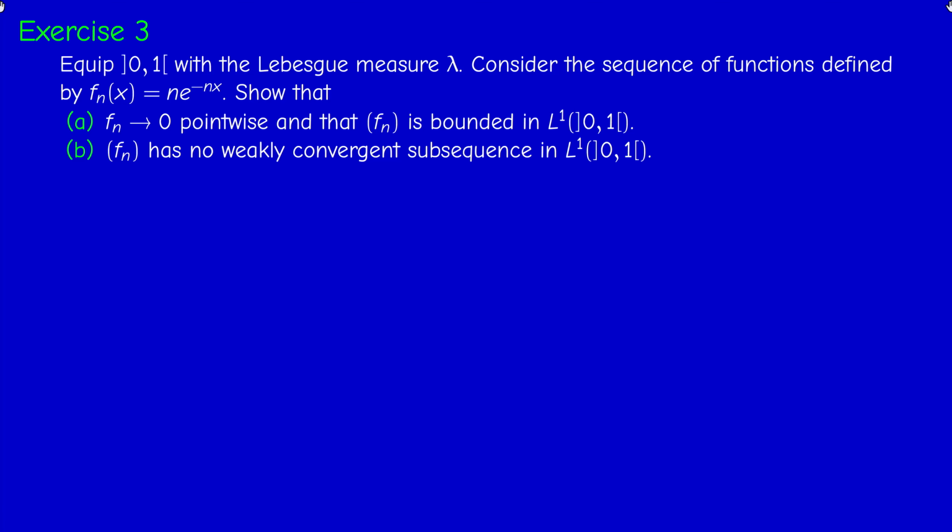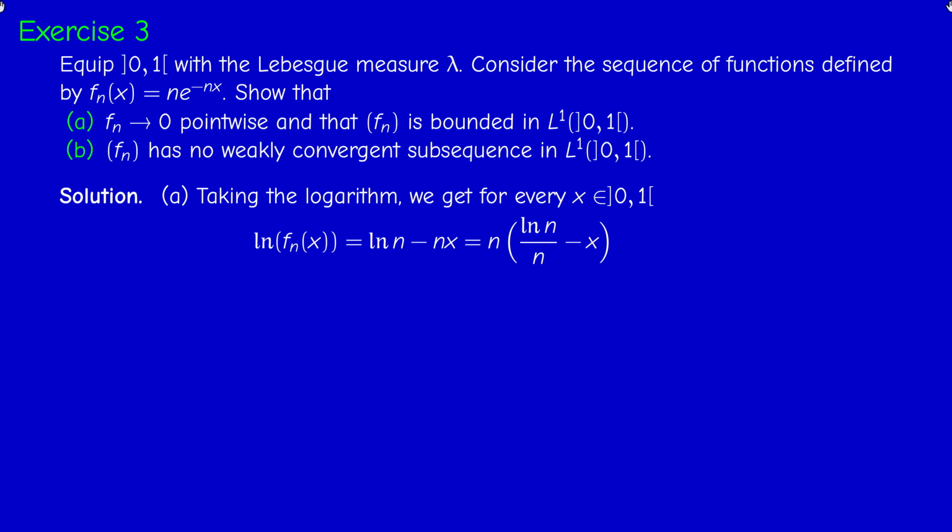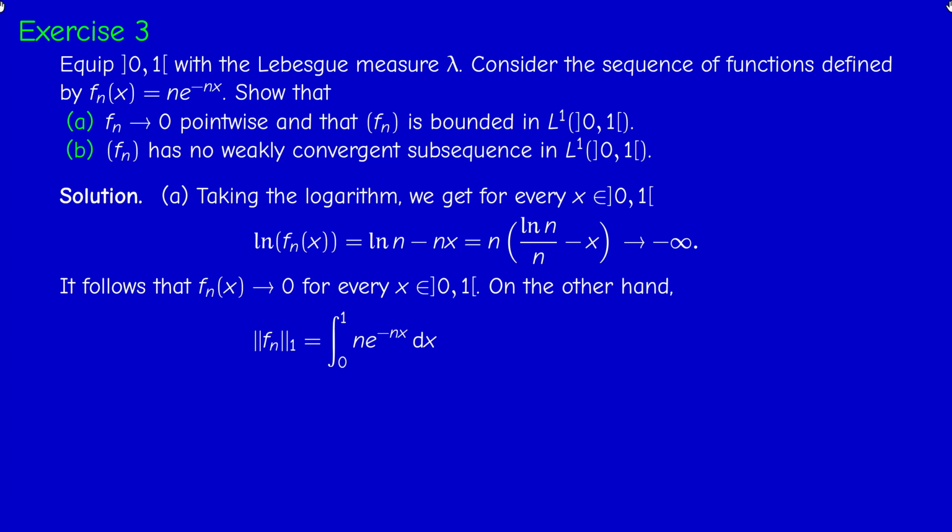The first question is easy, completely parallel to exercise 2, so just take the logarithm. It corresponds to p equal 1 in the previous exercise, so ln of fn of x tends to minus infinity, and therefore fn of x tends to 0 for every x between 0 and 1. So we have pointwise convergence to 0.